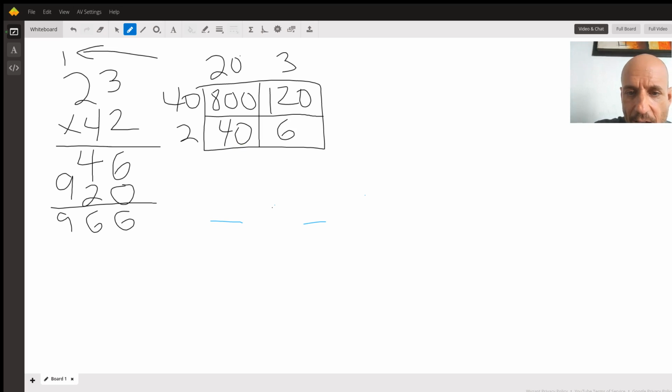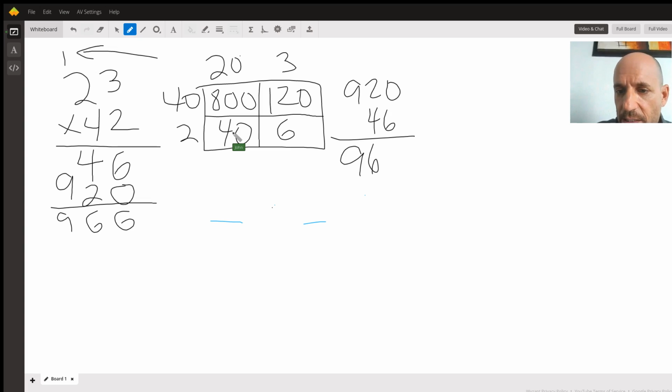And I can add down or I can add across. I think this time I'm going to add across. 800 plus 120 is 920. 40 plus 6 is 46, and that is 966.